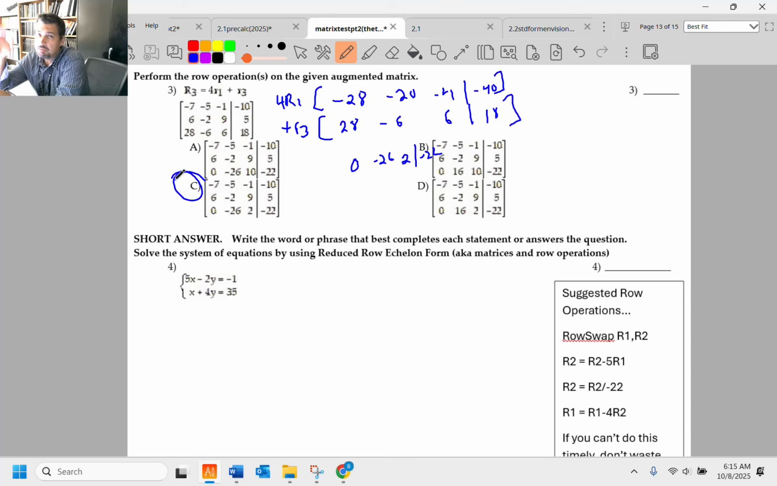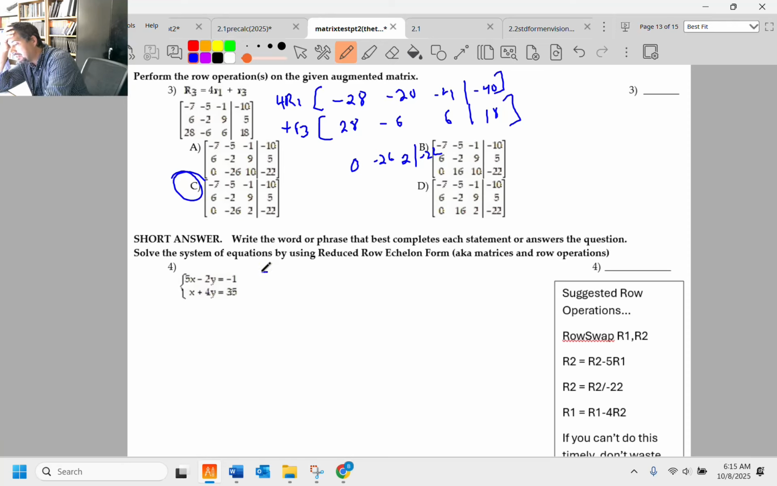Number 4, complete disaster. That's just all I can say. Complete disaster. Probably about 25% of the student body. It might be as high as 30% that I've graded so far got it. But I gave you the suggested row operations. I did. I guess you just want to do it.